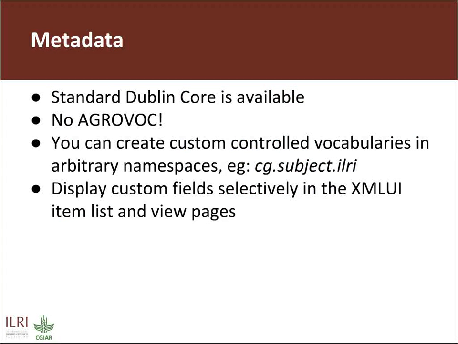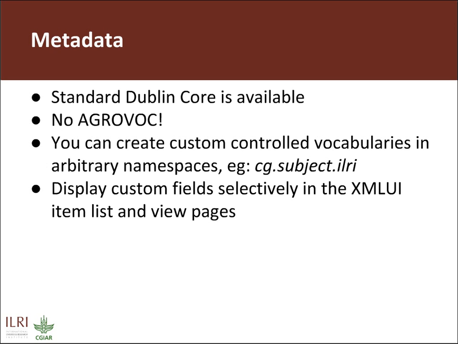Now, something that at the beginning of a DSpace deployment, or if you're evaluating DSpace for your organization, might not be obvious at the get-go, but let me just say for you who are listening that DSpace comes out of the box with standard Dublin Core. Those are the dc.identifier, dc.author, etc. You probably know the standard Dublin Core more than I do. And it's worth noting that there is no AGROVOC.